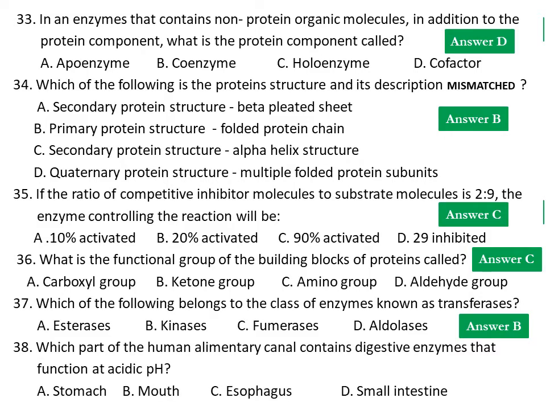Question number 38. Which part of the human alimentary canal contains digestive enzymes that function at acidic pH? A. Stomach. B. Mouth. C. Esophagus. D. Small intestine. So the answer should be A. Stomach.